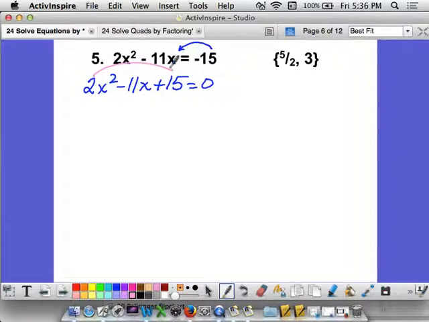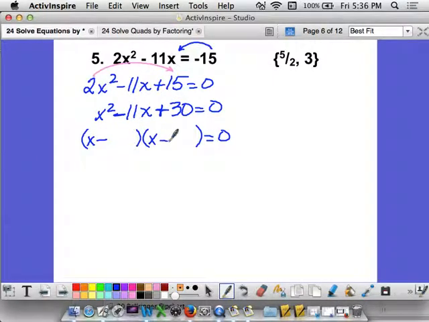So I have to say 2 times 15. So I have x squared minus 11x, and 2 times 15 is 30. And then I factor. I set up my two binomials. The signs will be the same. They will both be minus, x minus, x minus. Then what are factors of 30 that add and give me 11? 5 and 6. Because these are the same sign, it doesn't matter the order that I put them in.